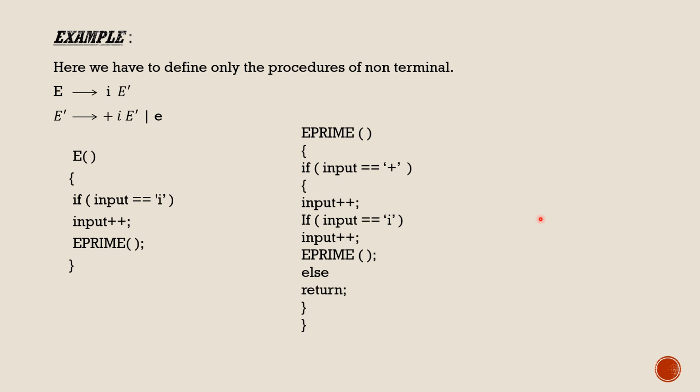A brief note: a recursive descent parser is a top-down parser. The name itself specifies the meaning: it contains recursive procedures, and a recursive procedure means one which calls itself. Capital letters, the uppercase letters, are non-terminals. When we encounter a non-terminal, we have to call the function. After calling the function, if the input is a terminal, we have to increment the input.